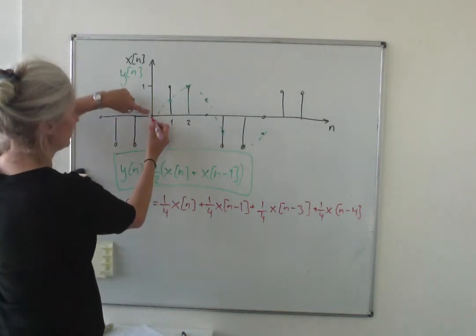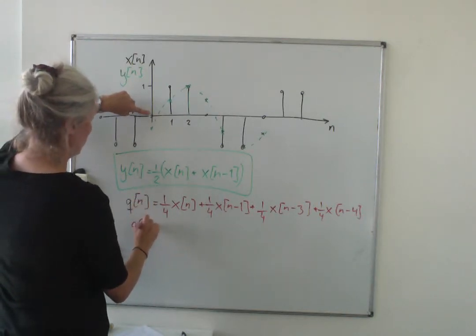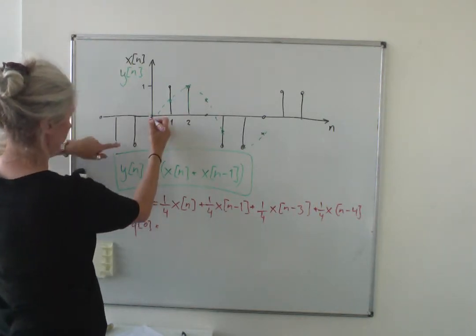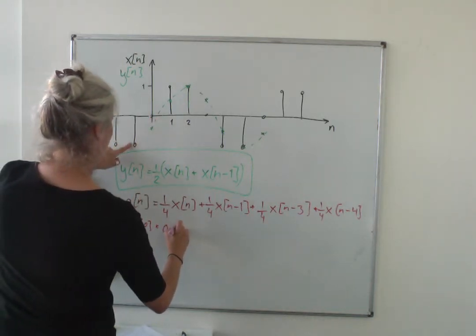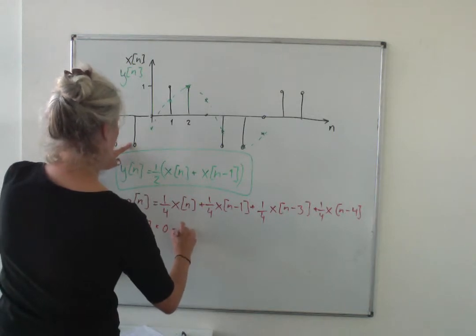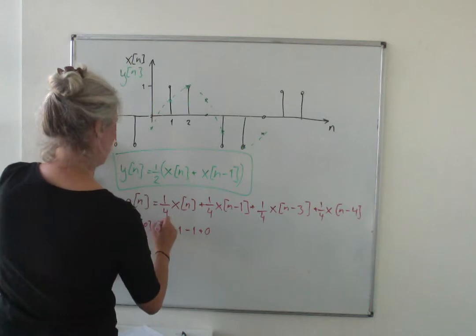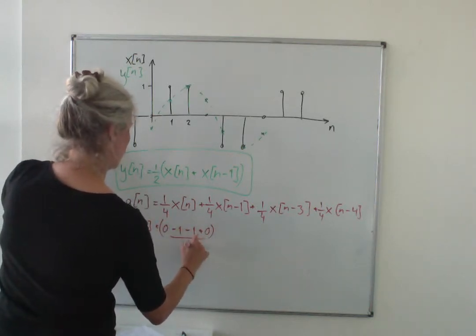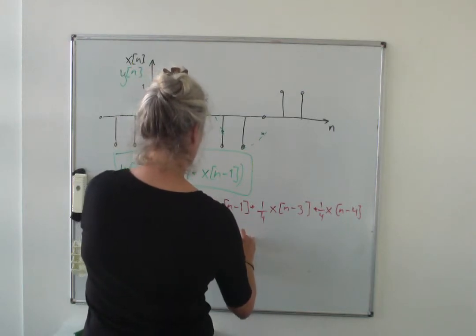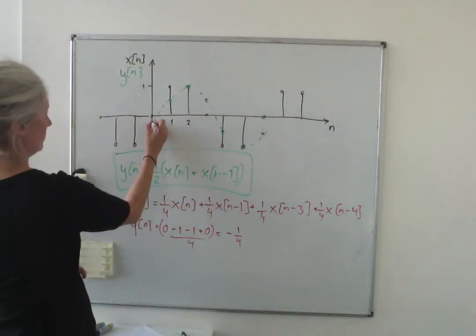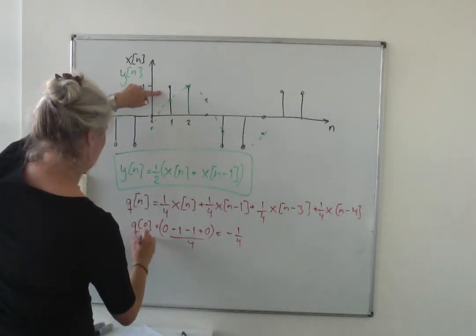And what would the output be? So at the current value, n equals 0, you take 0 plus minus 1 plus minus 1 plus 0. Each of these divided by 4. The output is minus 1/4. So here. The next step, n equals 1.